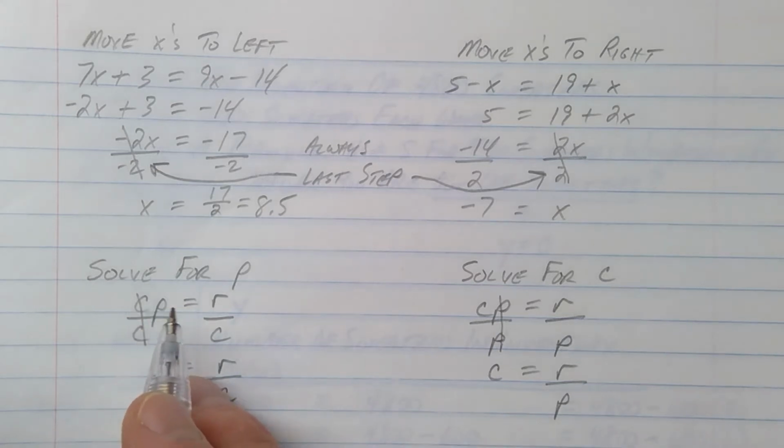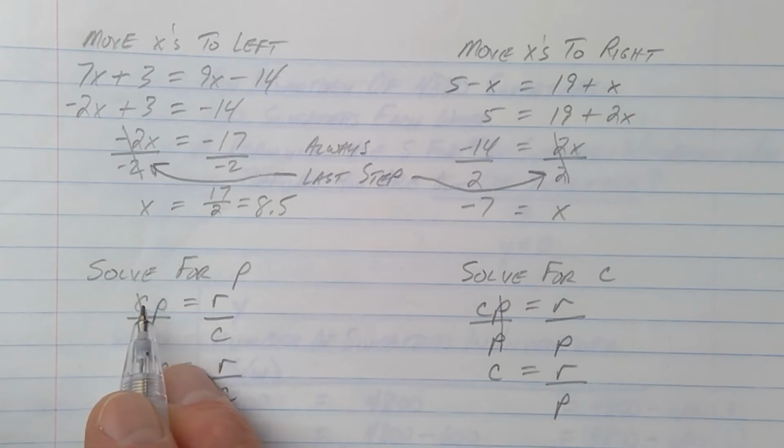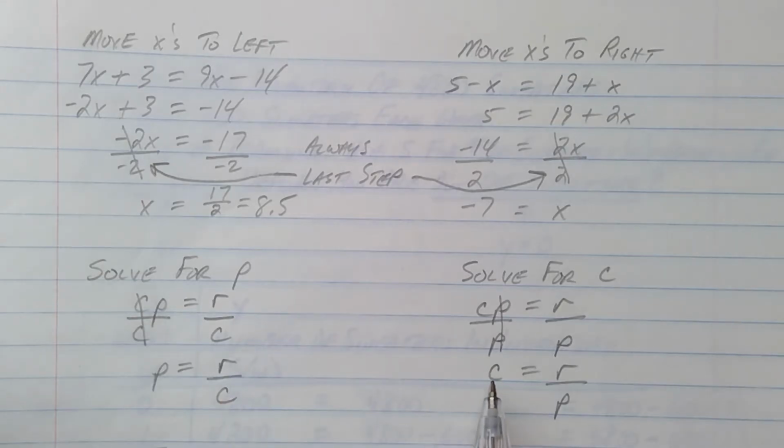So three equations. The original was solved for r. To find r, all you do is multiply c times p. To find p, all you do is take the r and divide it by c. To find c, all you do is take the r and divide it by p.